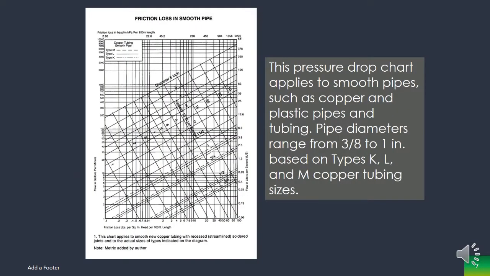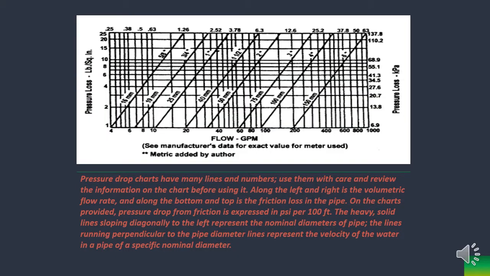This pressure drop chart applies to smooth pipes such as copper and plastic pipes and tubing. Pipe diameters range from 3/8 to 1 inch, based on types K, L, and M copper tubing sizes. So, let's refer to the legend in the upper left-hand corner of the chart. Beyond 1 inch diameter tubing, pressure drop disparity with difference in wall thickness is negligible.